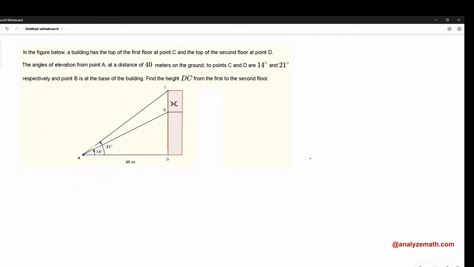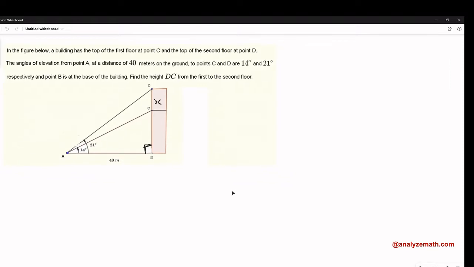Let's call this X. Now, when we look at what is given, the building is supposed to make 90 degrees with the ground. So in fact, we are given right triangles here. Good. X is opposite these angles, and we know the adjacent side to these angles. So we are tempted here to use the tangent.